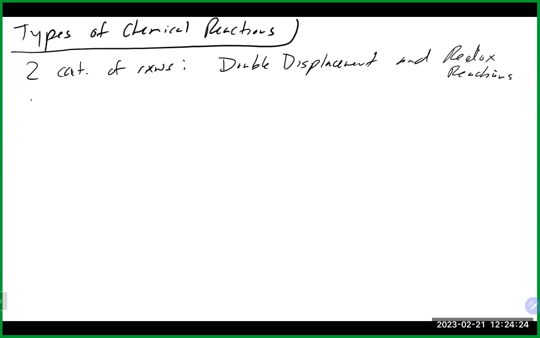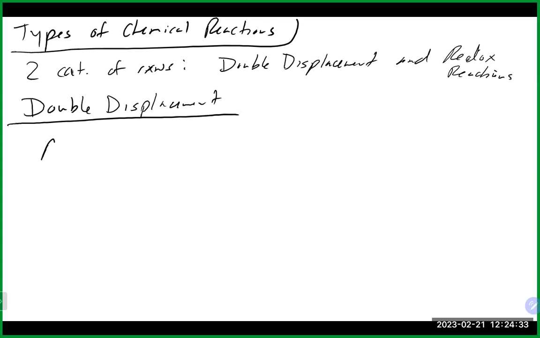In terms of double displacement reactions, they have a general form of AB plus CD. The way you know this is a double displacement reaction is that those are two ionic compounds. Ions are things that have charges. There are cations that are positively charged. There are anions that are negatively charged. And in chemistry, what two things like each other?